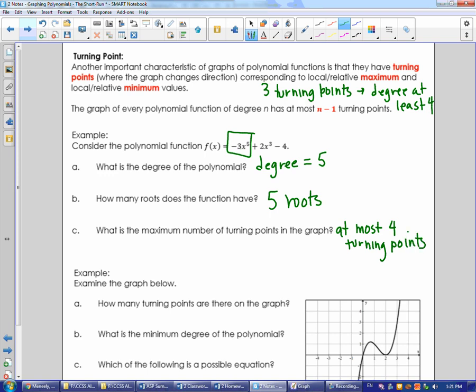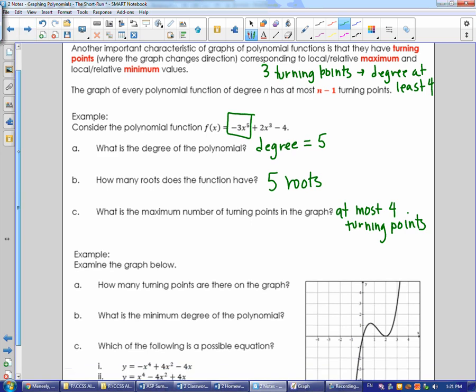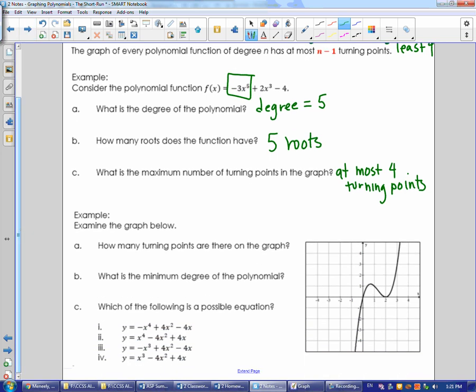And this is important. Knowing this relationship is important if there are imaginary roots. Because if you're graphing a function and all you see are the real roots, you need to know if imaginary roots exist. And you can tell by the number of turning points.